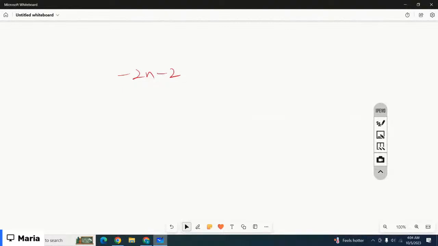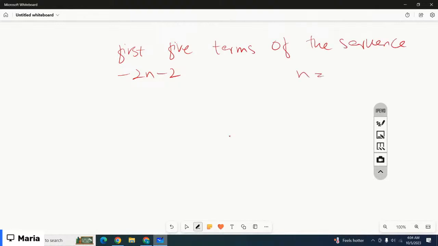Okay, so we are given the variable expression that is -2n - 2. You have to find the first five terms of the sequence, right? Calculate the first five terms of the sequence, and the first term you are given is n equals 1, right? So let's just see how we calculate the first five terms.